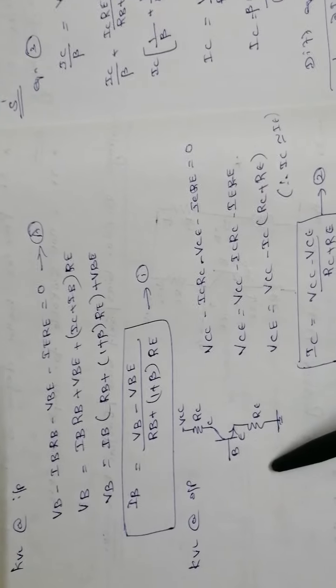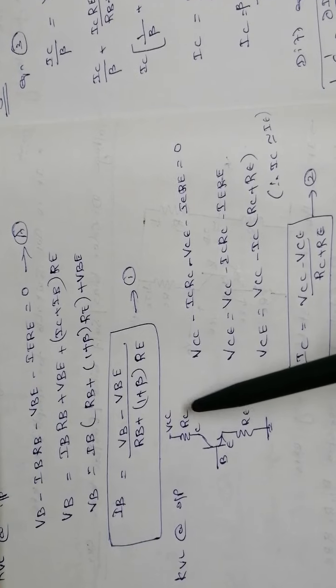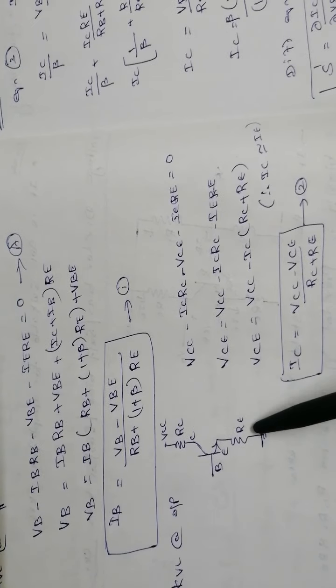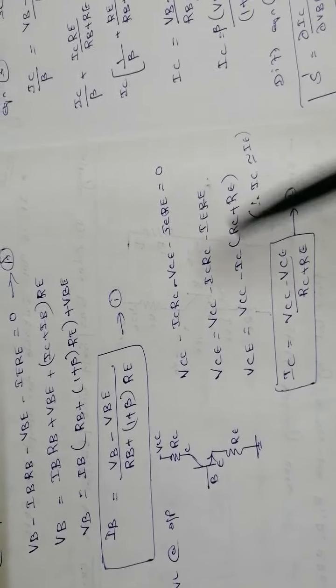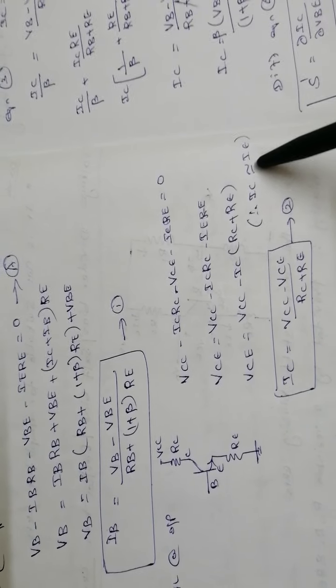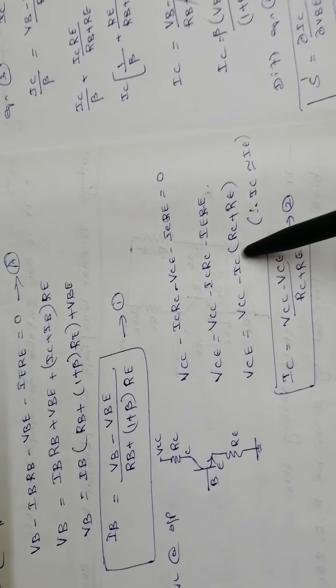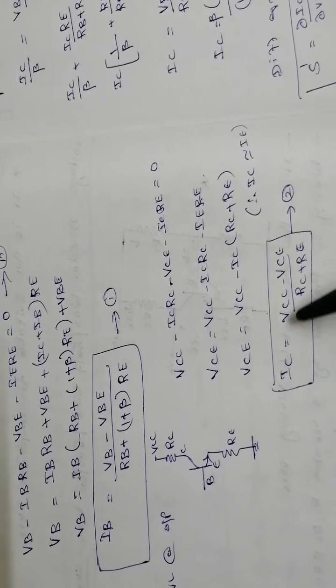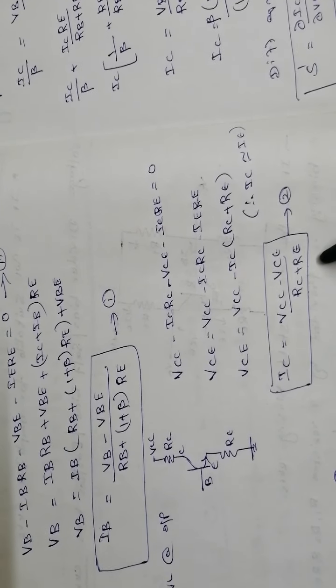Next, KVL at the output circuit. VCC minus IC RC minus VCE minus IE RE equals 0. IE RE is approximately IC RE, so we can take IC common, RC plus RE. So IC equals VCC minus VCE divided by RC plus RE.